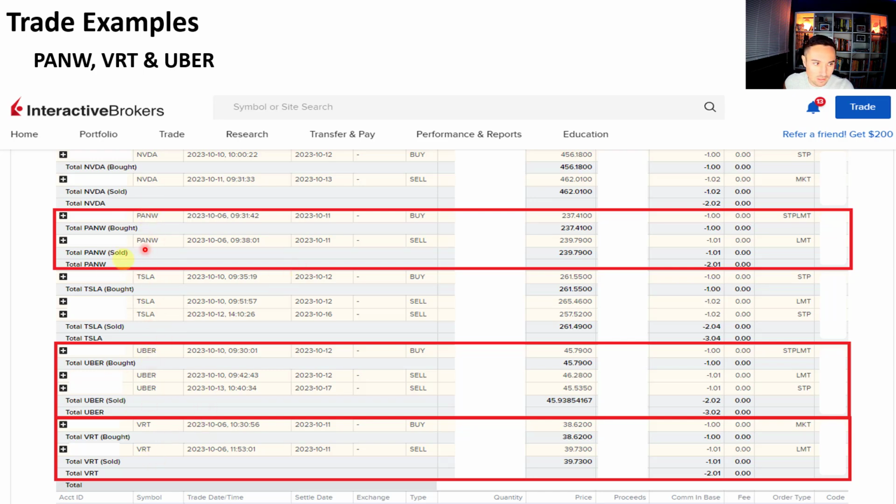A couple of other ones I took last week as well. Tesla in it, free rolled it, and then stop break even, and then Nvidia still in it with half the position, having free rolled that trade. But it's going to be Palo Alto, it's going to be Uber, and it's going to be VRT.